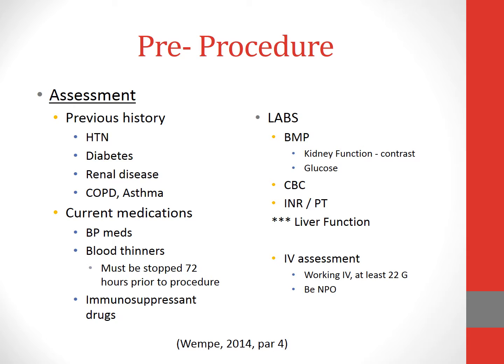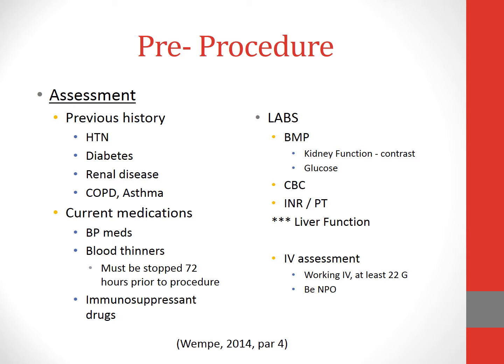In the pre-procedural phase, the IR nurse needs to understand the previous history of the patient, and needs to know if there's any renal disease, how well they're breathing, COPD or asthma, if they're a diabetic, and their current medications. Most importantly, within their medications, we want to know if they're on any blood thinners, because they need to stop these blood thinners 72 hours prior to the procedure, and that includes aspirin. Also, immunosuppressant drugs will increase their risk for infection.